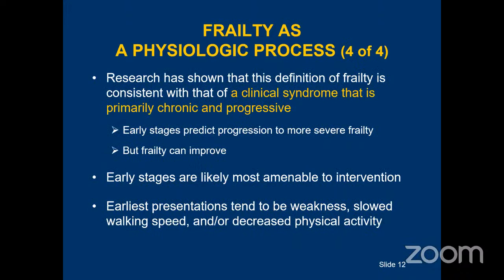Frailty as a physiological process: the last thing we're going to say here is research has shown that this definition of frailty is consistent with that of a clinical syndrome that is primarily chronic and progressive. So it's chronic and progressive in these patients. Early stages predict progression to more severe frailty, but frailty can improve, and this is why we're going to discuss later on the management and the prevention. Early stages are likely most amenable to intervention. Earliest presentations tend to be weakness, slowed walking speed, or decreased physical activity.